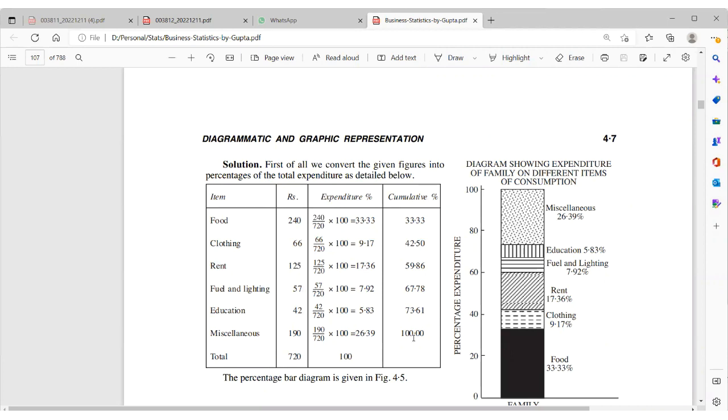This is a cumulative percentage. That means in a similar way to what we have done earlier: 33.33. Then for the cumulative, add 9.17 to get 42.5. Then to 42.5, add 17.36. Then 59.86, add 7.92, and so on. At last, we got 100. That is total 100%, right?